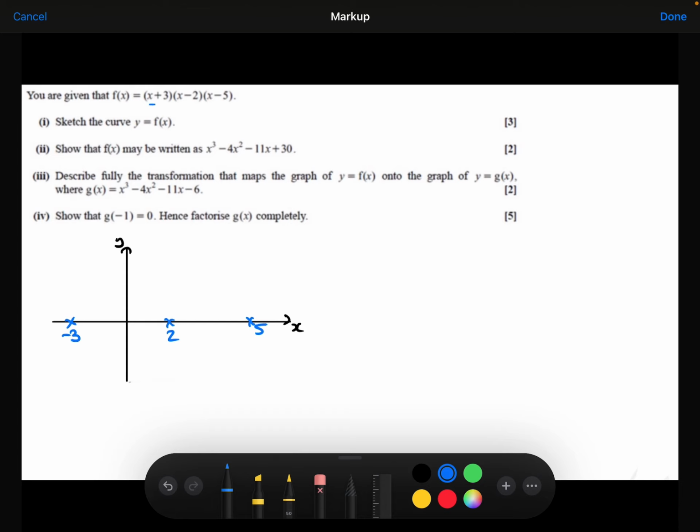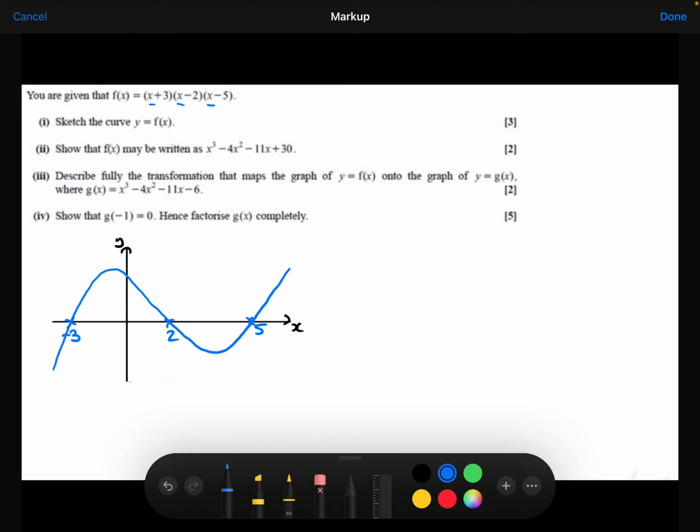If I were to expand all of this out, I'd have a positive x cubed. So I know it's going to start by coming up here like this. It's then going to come back down through 2, and then back up through 5.